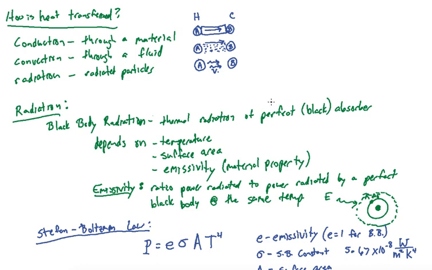That's why it looks black. And so if we had a perfect absorber that absorbed all wavelengths of light that hit it, then we would have a perfect black body. Of course, this doesn't exactly exist, so we don't have a perfect one of these.